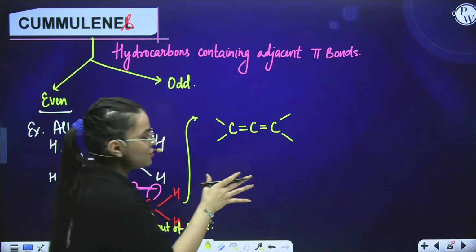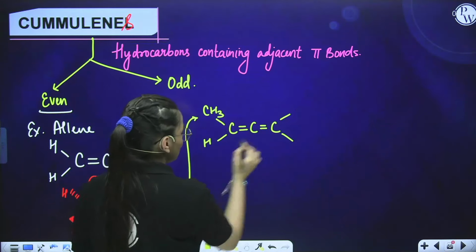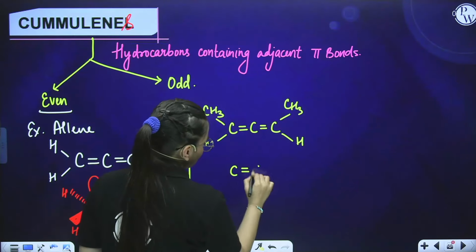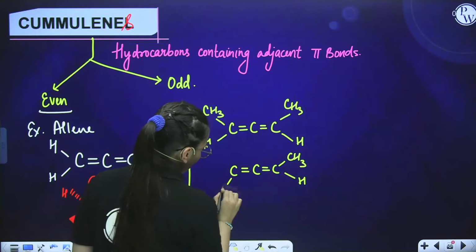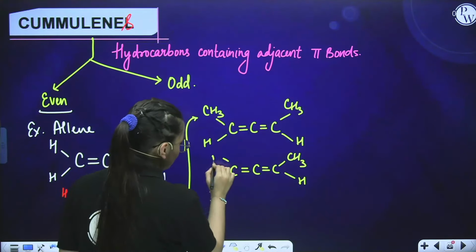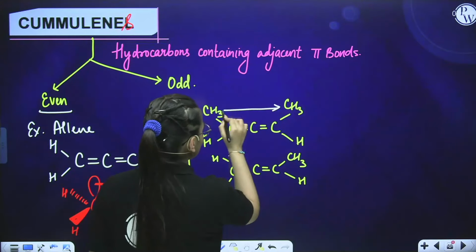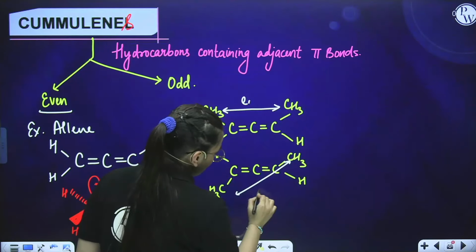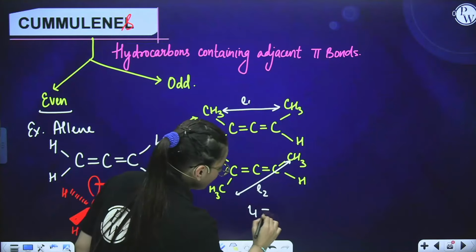while drawing these basic structures, if I say here CH3 is present, here H is present, if I draw it in such a way, what we see according to the structure, what actually happens, this is for example the distance L1 and this is for example the distance L2. What happens over here? L1 is equal to L2.